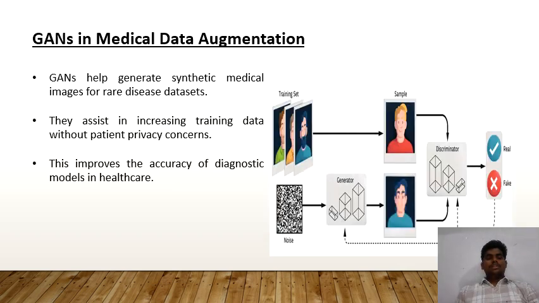GANs in medical augmentation. GANs help generate synthetic medical images for rare disease datasets, like skin disease, brain tumors, or MRI scans. They assist in increasing training data without patient privacy concerns. This improves the accuracy of diagnostic models in the healthcare sector.